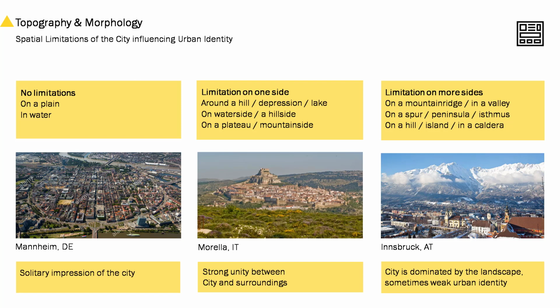Mannheim, for example, has a solitary image and a strong urban form and identity. Morella, with limitations on one side, and its landscape surroundings, they form a new impressionable unit. With several spatial limitations, it can be hard to create a strong image of the city. As we can see here, Innsbruck almost gets lost within the giant mountains. And although the center is very nice, the thing that sticks with you is not the nice city, but the mountains around it.